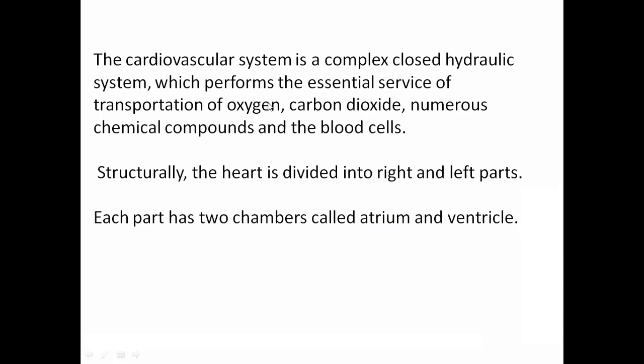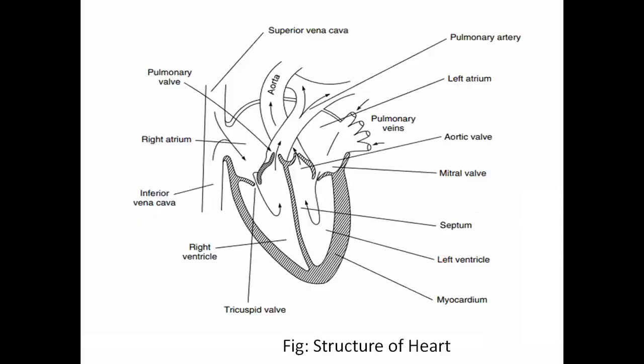So here we have the right heart and left heart. The right heart again has two chambers. The upper chamber is called the atrium and the lower chamber is called the ventricle, so that is the right atrium and right ventricle. Similarly, on the left side of the heart we have similar parts, atrium and ventricle, called the left atrium and left ventricle. This figure shows the main parts of the heart.